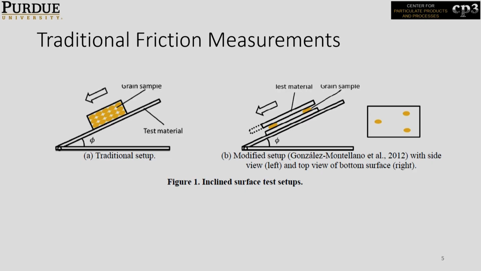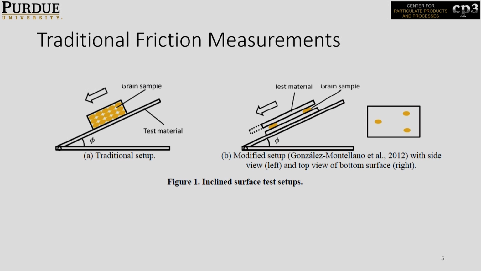So, traditional friction measurements. How do we measure friction? Many of you would have used this kind of setup, yes or no? For grains at least. You put some amount of sample where you know the normal force, and you slowly slide the platform. At a specific angle it starts moving.